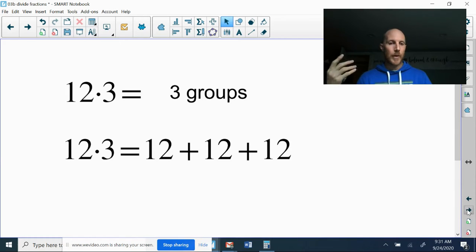Okay. We talked about multiplication, and we're supposed to be studying fractions. It's not even a fraction, right? The concept of multiplication is the same, whether we're using fractions or whole numbers. It just means multiplication means groups, right?